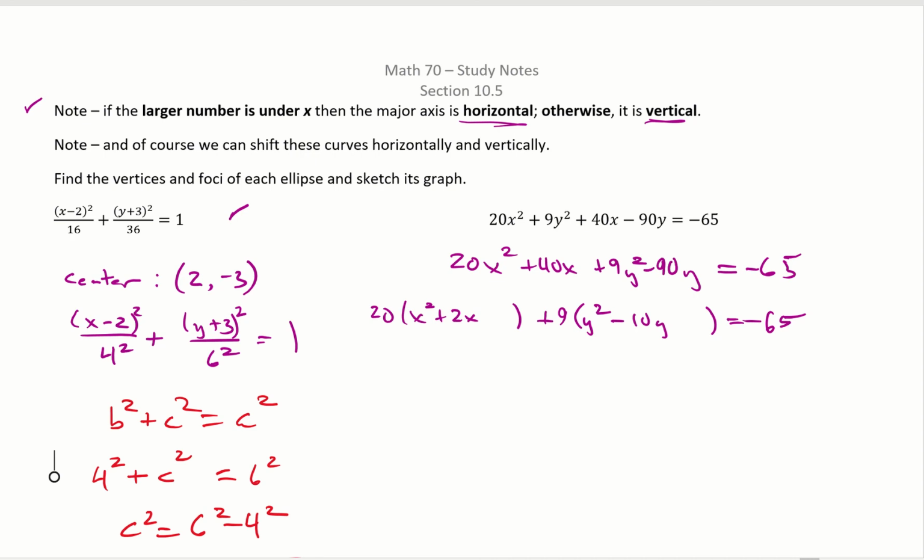Now, when you complete the square, you're going to add numbers inside the parentheses. So in this case, half of 2 is 1, squared is 1. You didn't add 1 to the left, you added 20 times 1. So on this side, we also add 20 times 1. When we complete the square with the y's, half of negative 10 is negative 5. Negative 5 squared is 25. But you didn't add 25. What did you add? 9 times 25, which is a big number. What is that? 225, I believe.